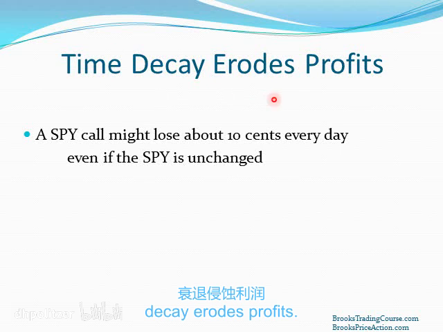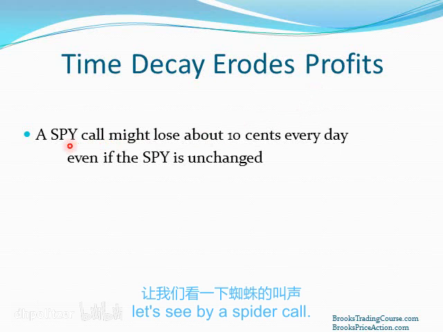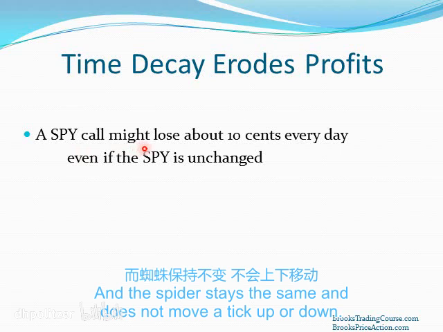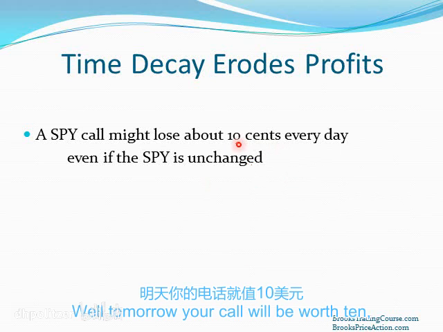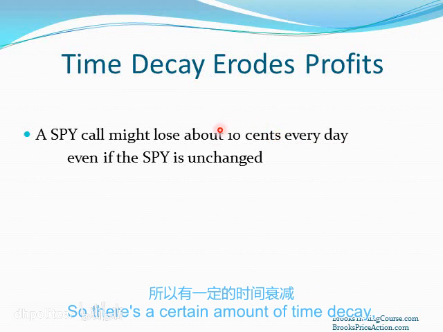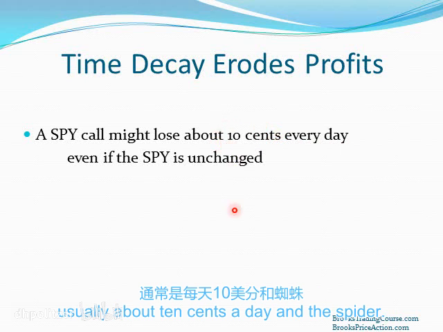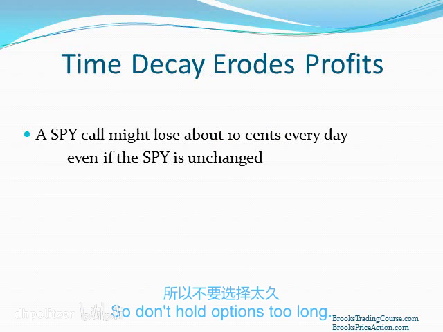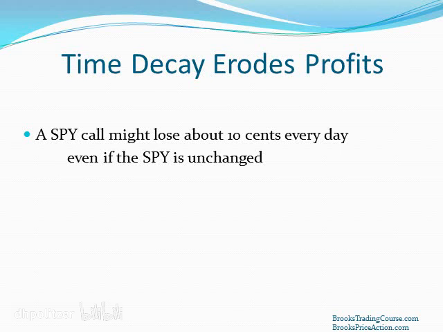Okay, time decay erodes profits. Let's say you buy a spider call, and the spider stays the same. It does not move a tick up or down, right? Well, tomorrow your call will be worth 10 cents less. The next day it'll be worth 10 cents less. So there's a certain amount of time decay, usually about 10 cents a day in the spider, and you have to be aware of that, so don't hold options too long.